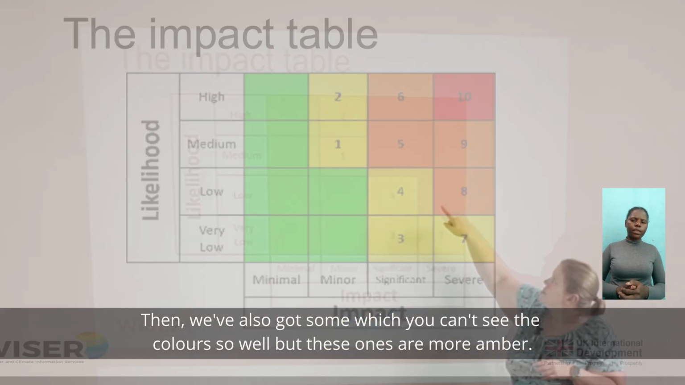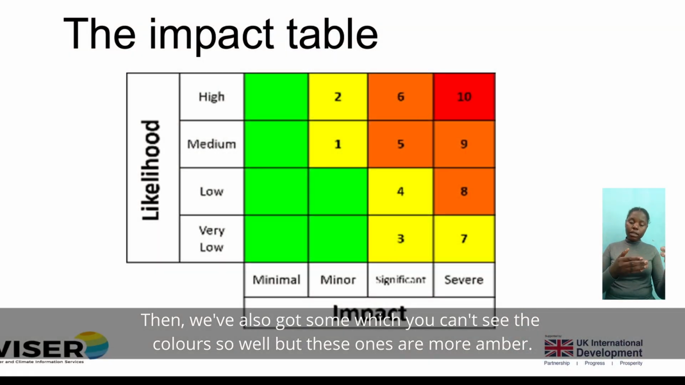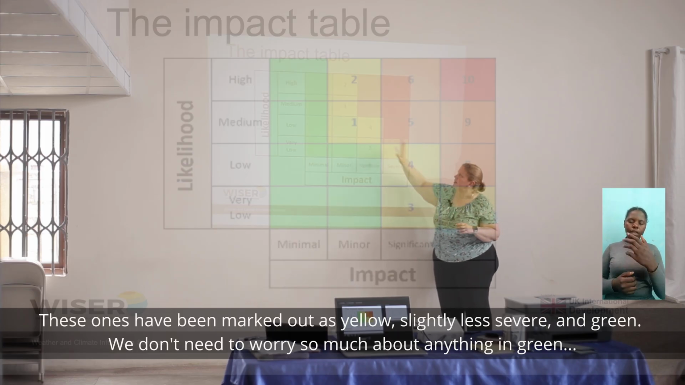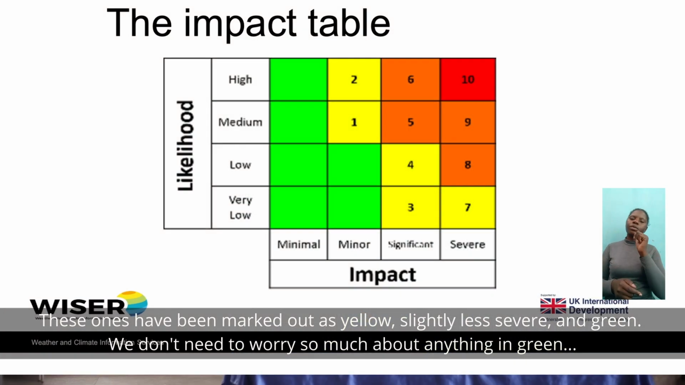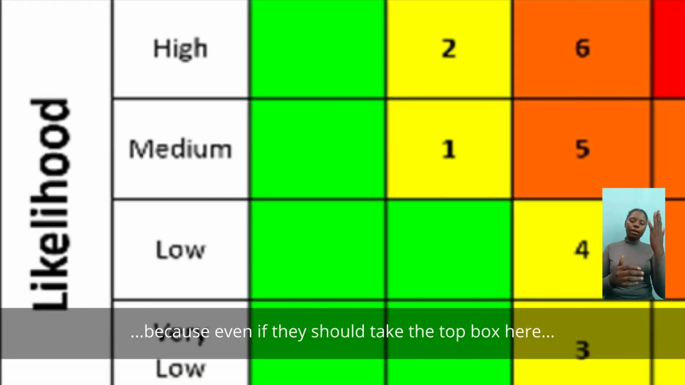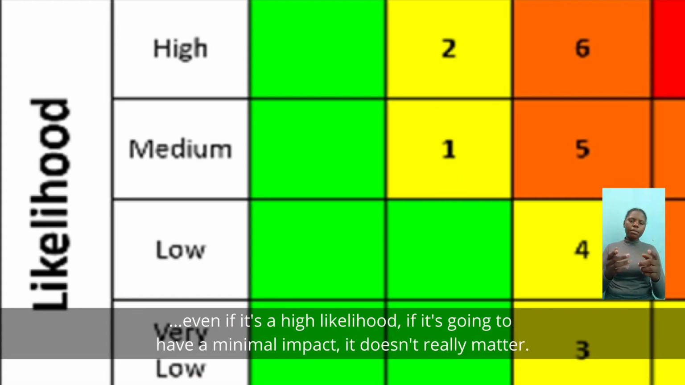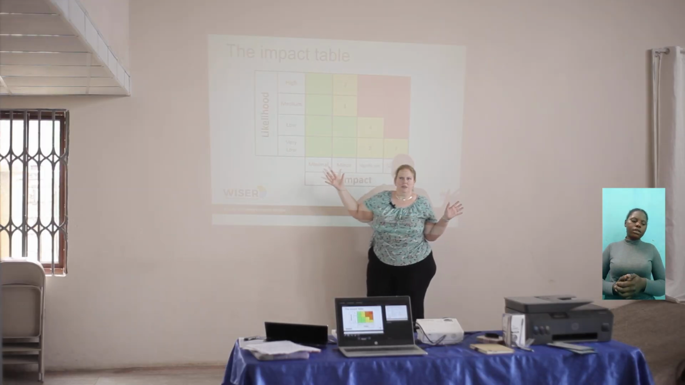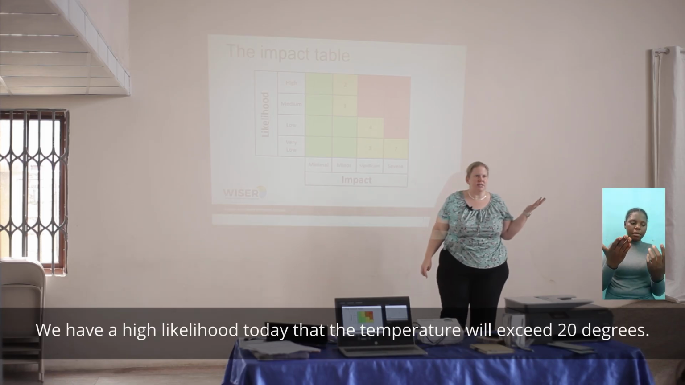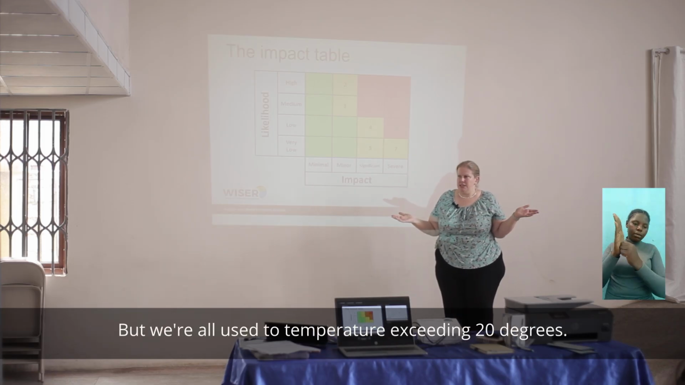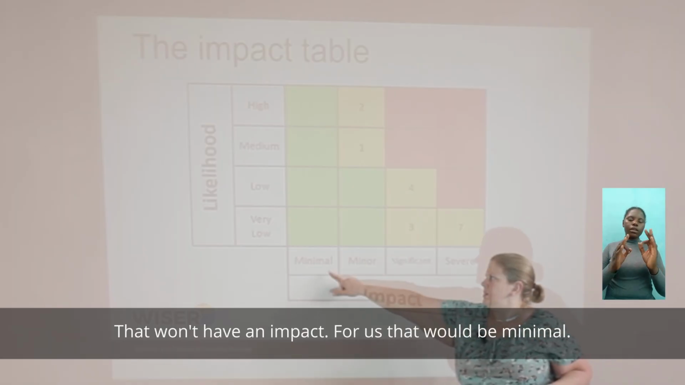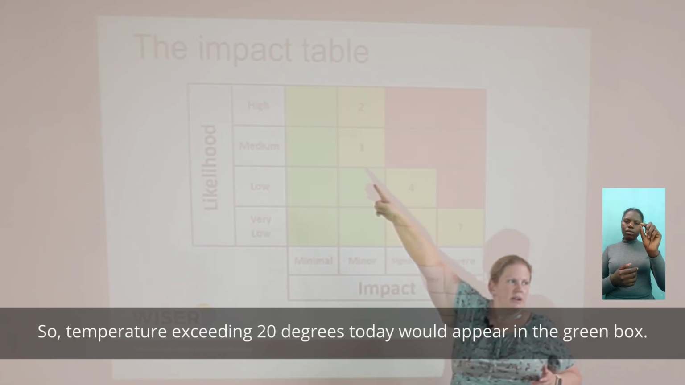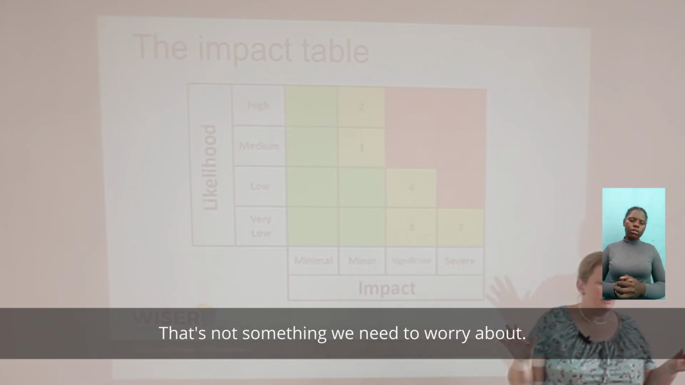Then we've also got some which, you can't see the color so well, but these ones are more amber, so these are not quite as bad as red. These ones have been marked out as yellow, slightly less severe, and green, we don't need to worry so much about anything in green. Even if it's a high likelihood, if it's going to have a minimal impact, it doesn't really matter. We have a high likelihood today that the temperature will exceed 20 degrees. But we're all used to temperatures exceeding 20 degrees. That won't have an impact for us. That would be minimal. So temperature exceeding 20 degrees today would appear in the green box. That's not something we need to worry about.